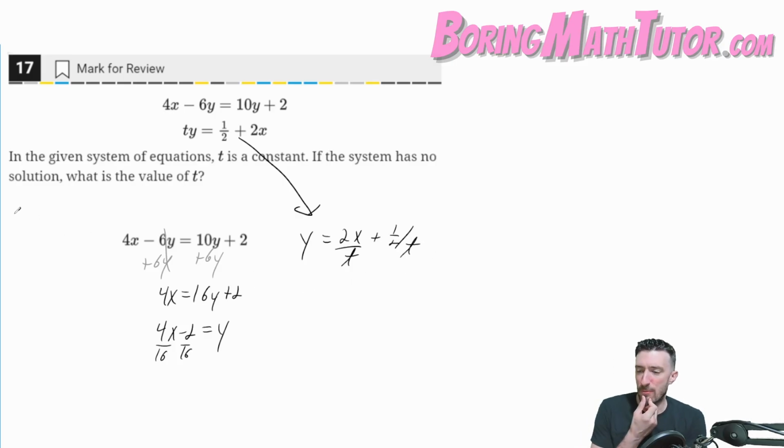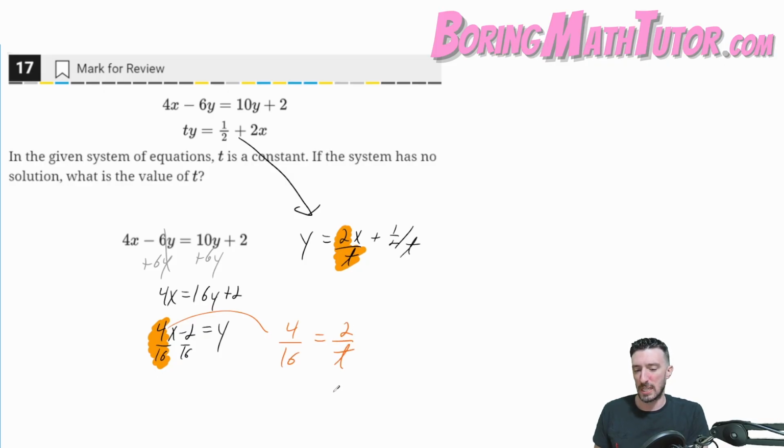But now, if we want the system to have no solution, well, that can happen if the two equations are parallel, but they don't have the same y-intercept. So how do we get them to be parallel? Well, we would need their slopes to be the same. So we would need 4 over 16 to equal 2 over t. And that will happen if t is 8.